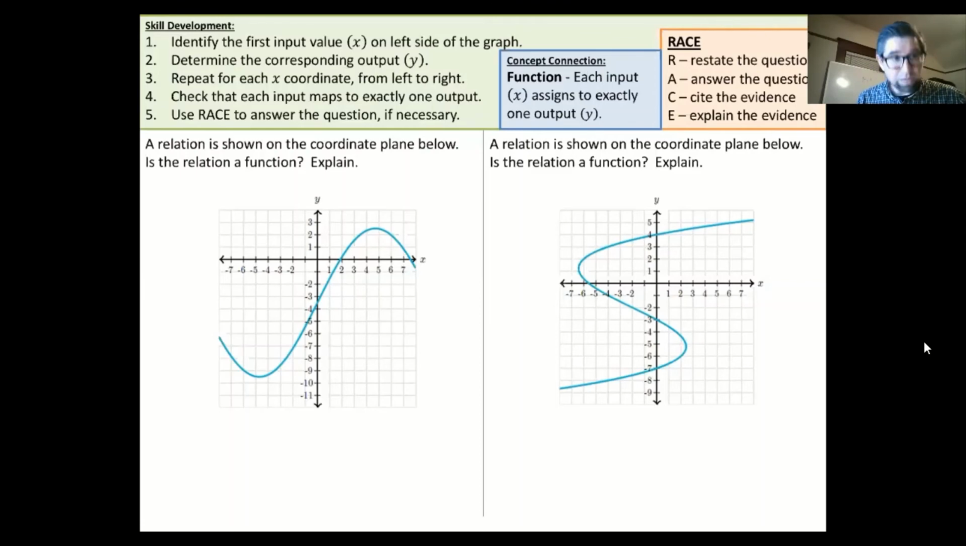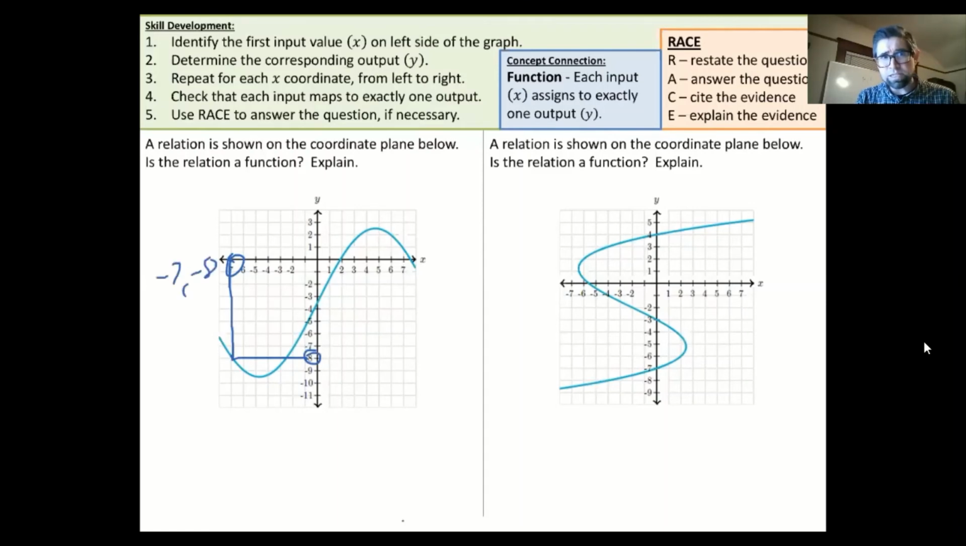All right, well, let's go through our steps again. Identify the first input value x on the left side of the graph. So that's going to be -7. Step 2 says, determine the corresponding y output. If I just draw a line going down to this point of this relation, I see that it only goes to one output here, -8. So the input -7 is assigned to -8. Okay, so far it's a function.